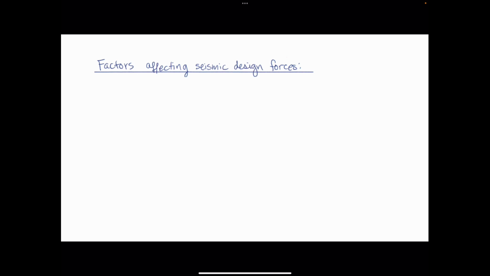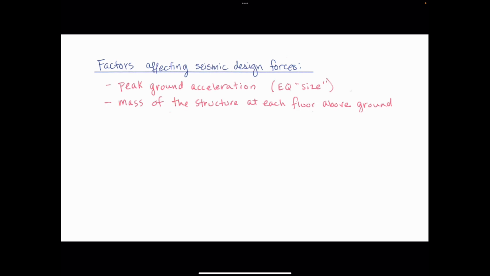All right, so some factors that affect seismic design forces, right? First, the size of the earthquake is a big one, right? And there are a lot of different ways to quantify that. We have the Richter scale. There's the other one, Mercalli, I think. There are a lot of different ways to quantify the size of an earthquake. The one that's most useful for us would be the peak ground acceleration, or some kind of representation of acceleration, right? Because we want to map it back to F equals ma and get forces out of it. So we use the peak ground acceleration to represent the size of the earthquake that we're designing for.